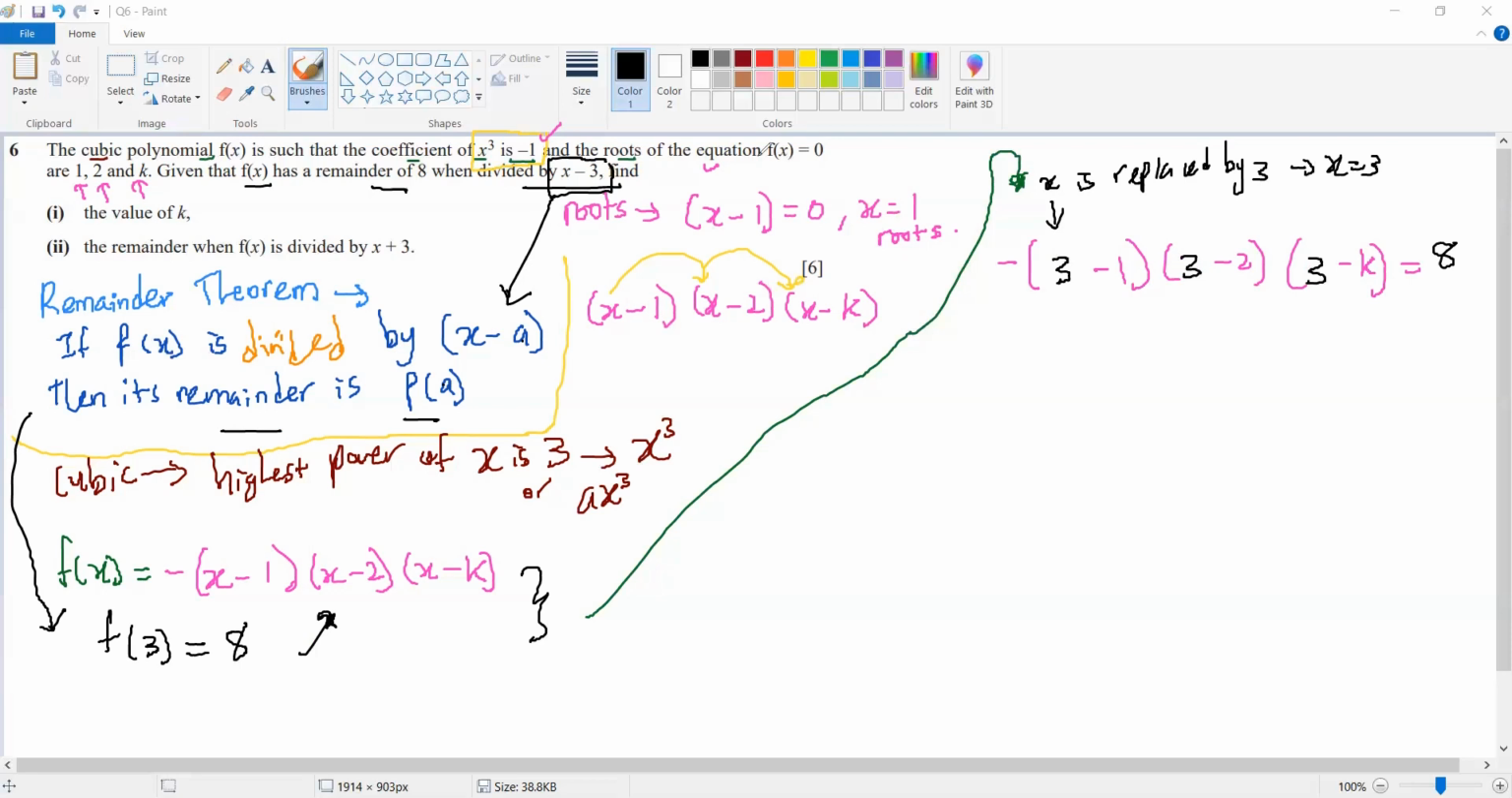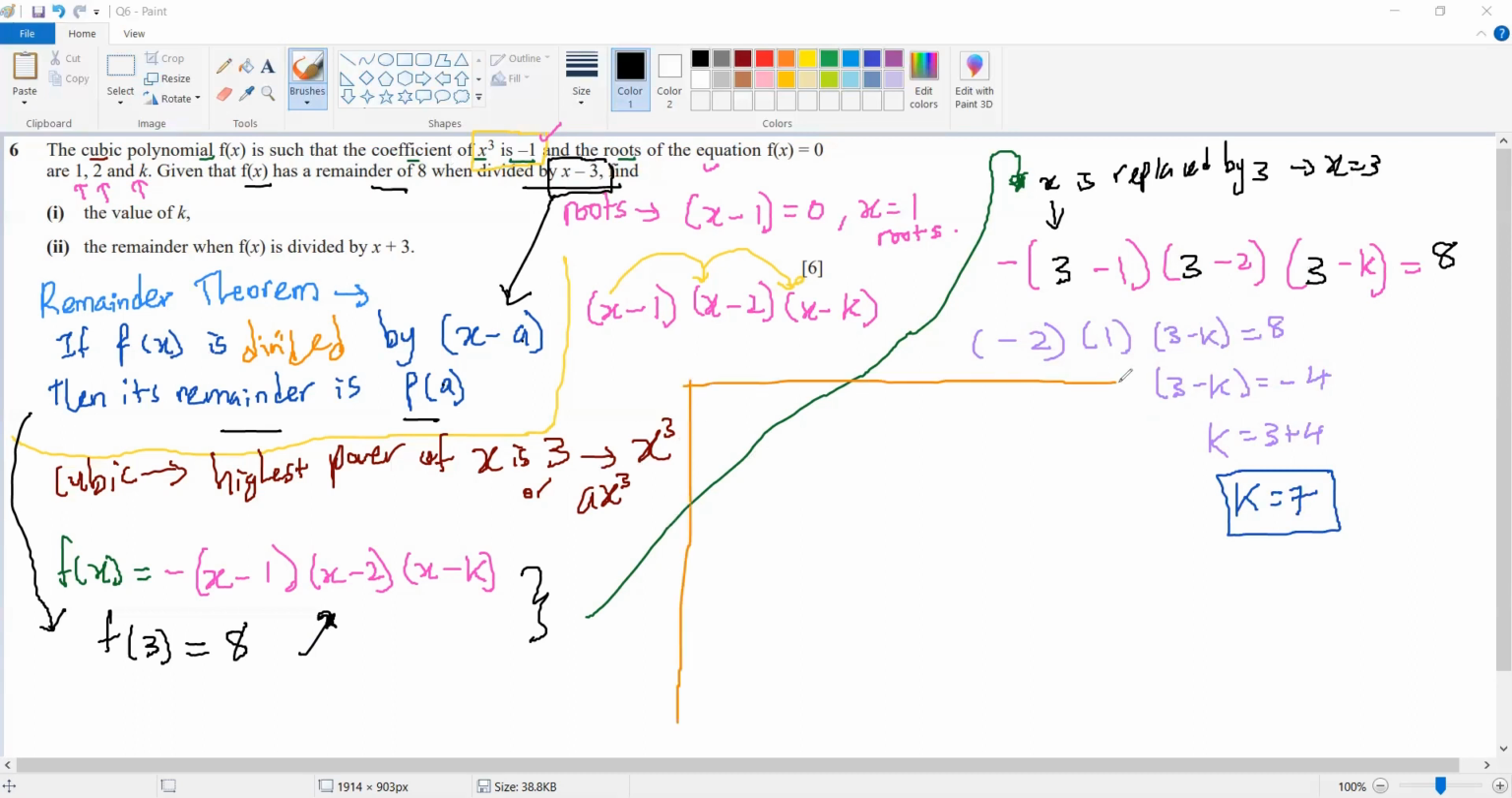Let's solve this. 3 minus 1 is 2, so negative 2 here. 3 minus 2 is 1. So -2 times (3 minus k) is 8. Then 3 minus k equals 8 over negative 2, which is negative 4. Solving this shouldn't be too difficult: 3 plus 4, so the k value is 7. So k is 7, and let's put a box around this so that we can do it in one page.